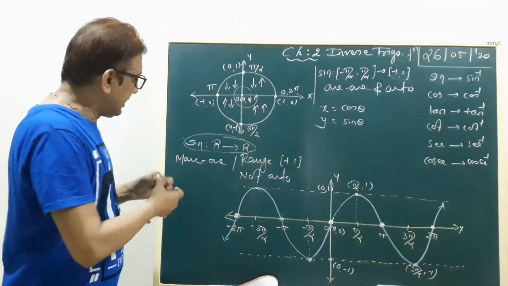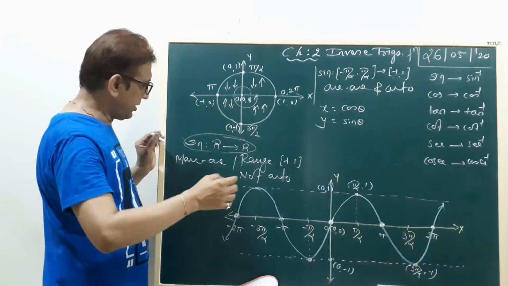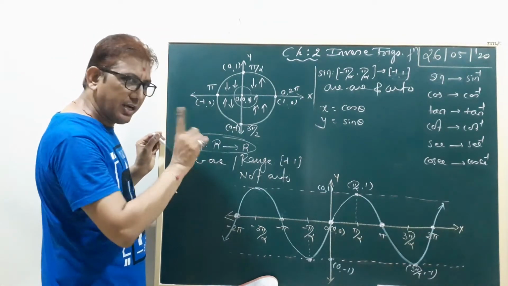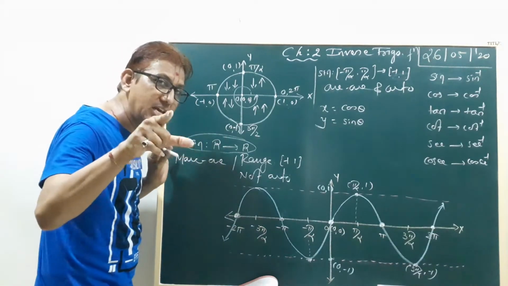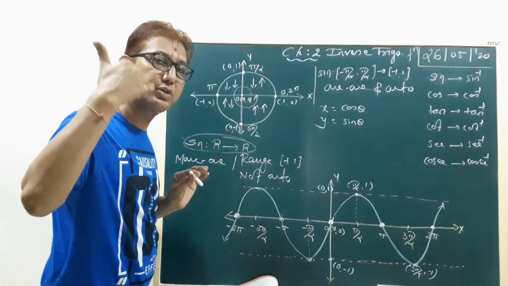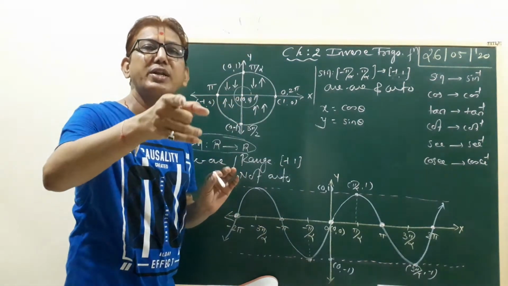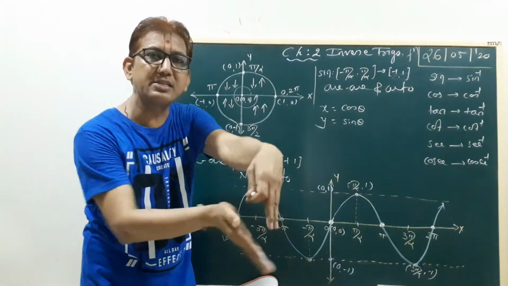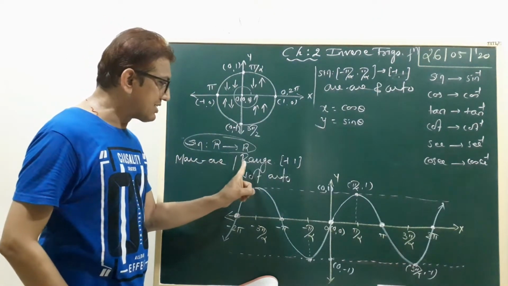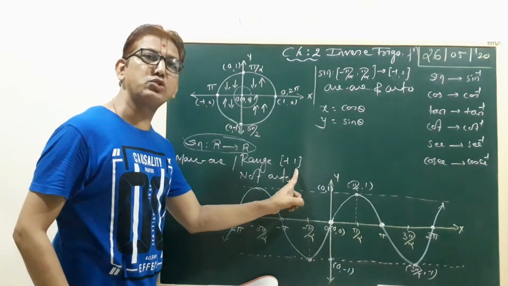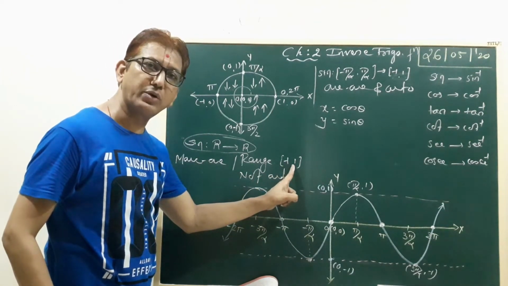But in class 11, we drew the graph of sine and discussed some points. Sine is not a one-one function, it is many-one, because sine pi by 4 is 1 by root 2, and sine 3 pi by 4 is also 1 by root 2. Different values but the answer is the same. So sine is a many-one function. And the range of sine is the closed interval minus 1 to 1.